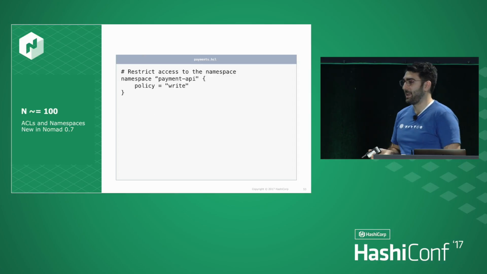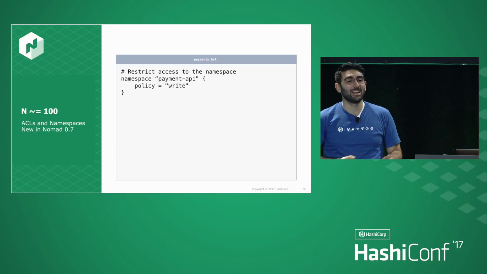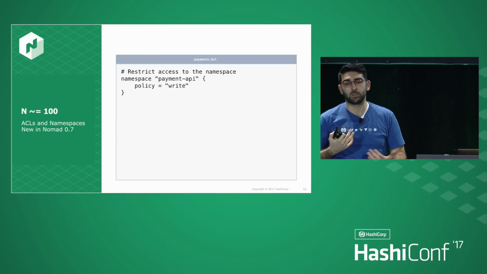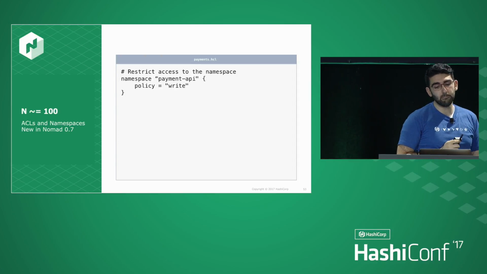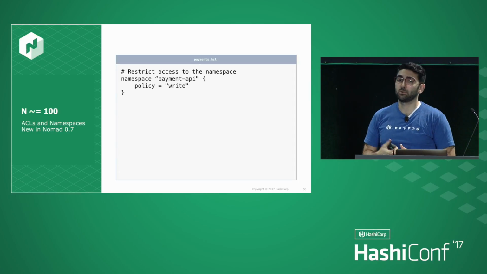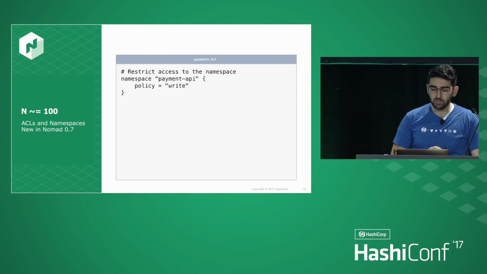But anyone can just write payments API, right? You didn't do much. ACLs is the thing that allows you to enforce who can do what with each namespace. So our ACL system is default deny. So once you enable ACLs, for someone to have access, they need a policy that gives them access to a namespace.